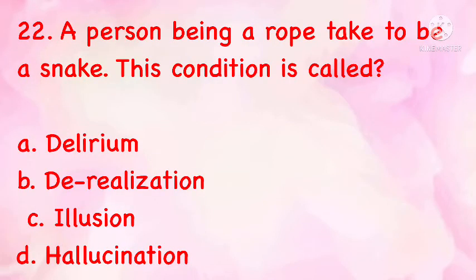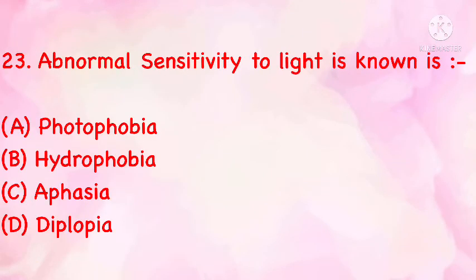A person takes a rope to be a snake. This condition is called delirium, derealization, illusion, hallucination. The correct answer is C. Illusion. Abnormal sensitivity to light is known as photophobia, hydrophobia, aphasia, diplopia. The correct answer is A.